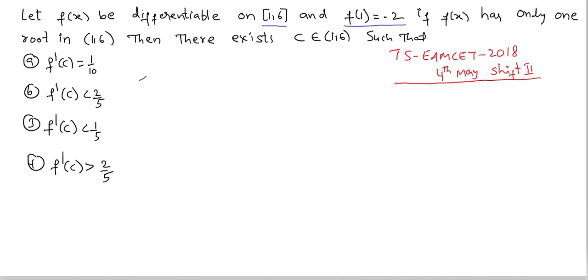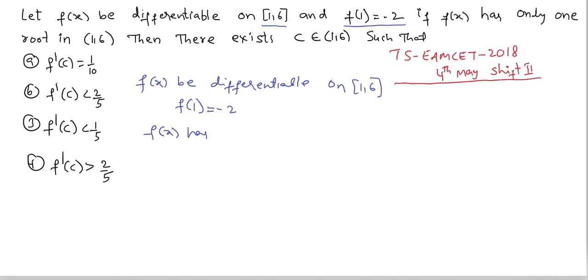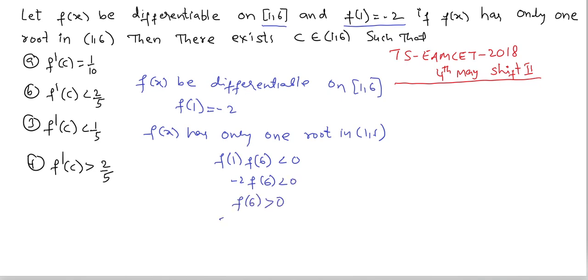Here it is given f of x is differentiable on the closed interval [1, 6], and f of 1 is minus 2, and f of x has only one root in the interval (1, 6). So f of 1 into f of 6 is less than 0, but f of 1 is minus 2, so f of 6 is greater than 0.